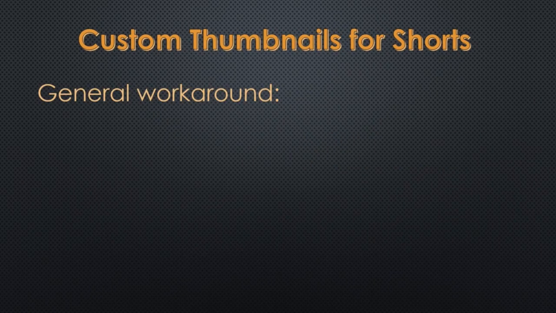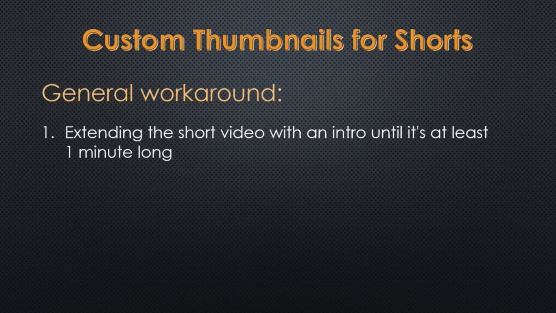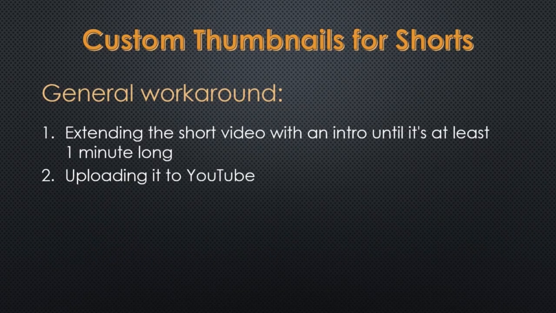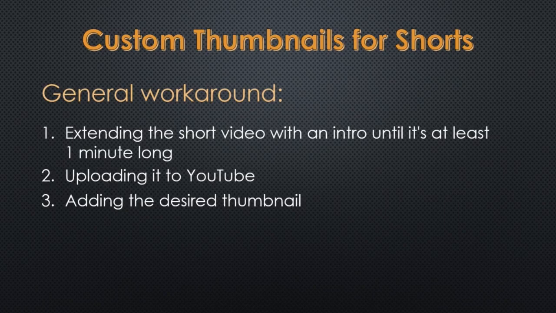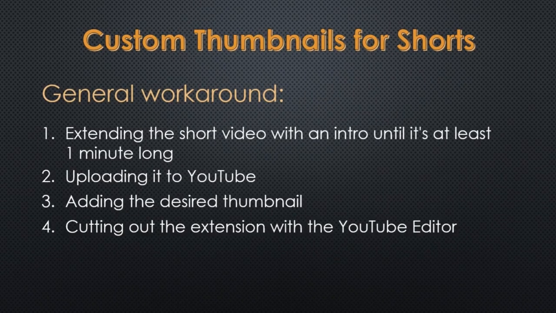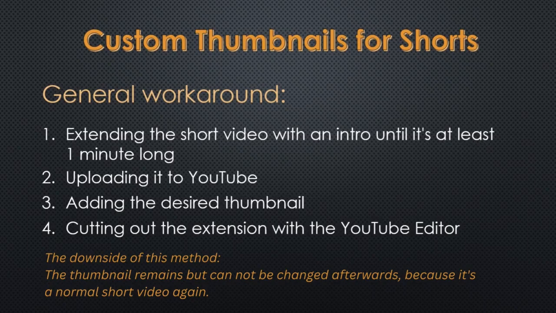At first you have to extend the short video with an intro until it's at least 1 minute long. Then upload it to YouTube. After that, you can add the desired thumbnail. Now you have to cut out the extension with the YouTube editor. The downside of this method: the thumbnail remains but cannot be changed afterwards, because it's a normal short video again.